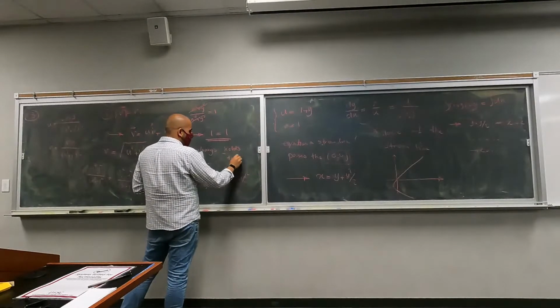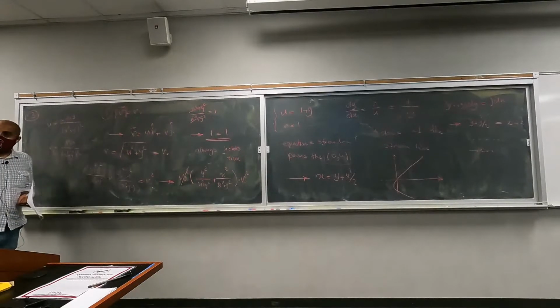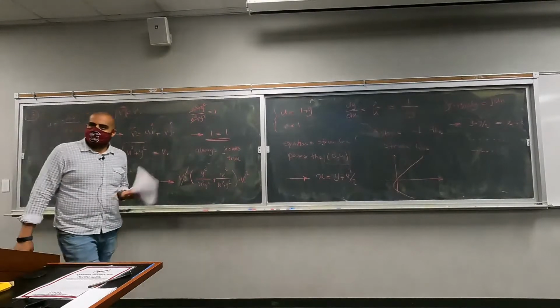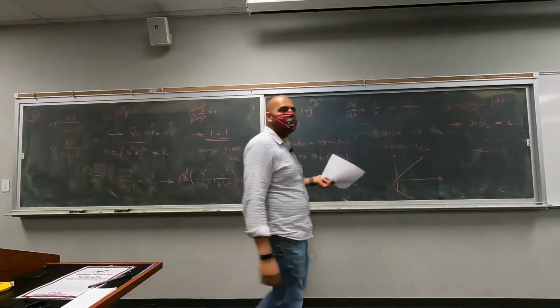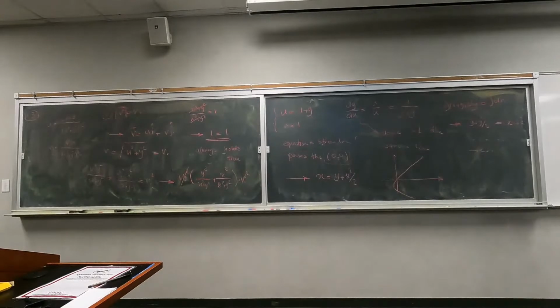There is no way you can say 1 is not equal to 1, right? This always holds true. But what does this mean for this equation, for this problem? Everywhere in the flow field is equal to V naught.